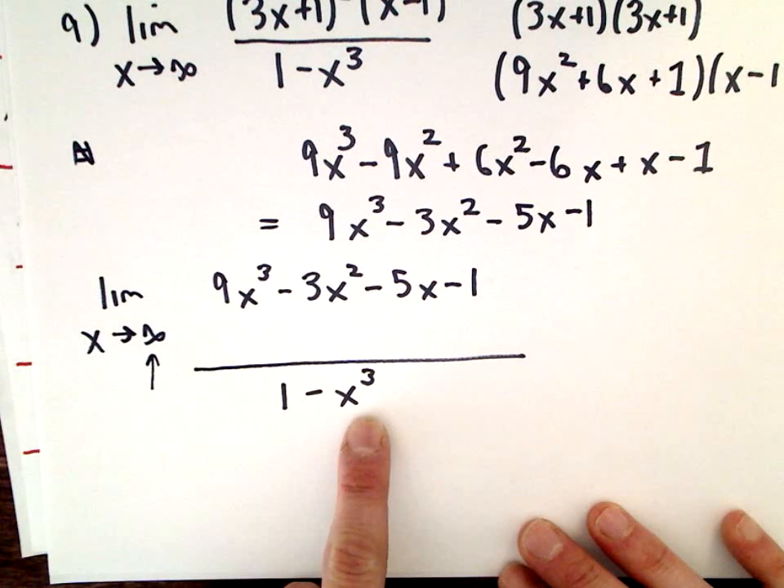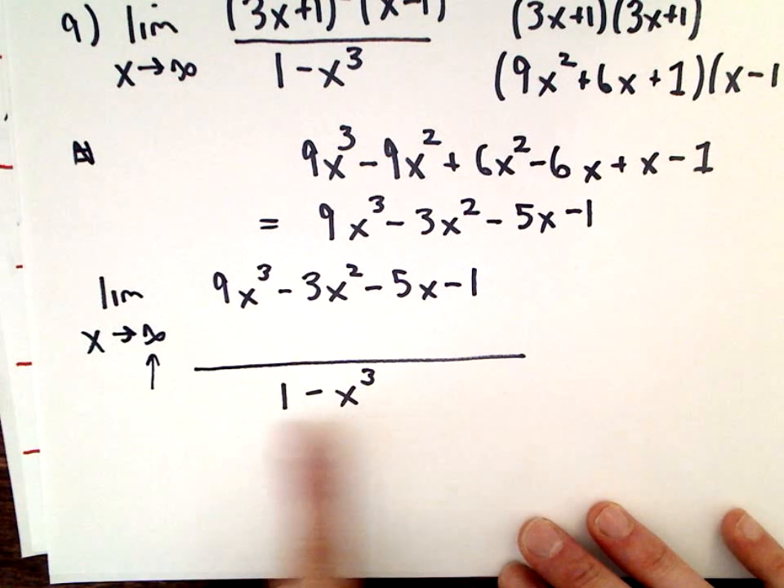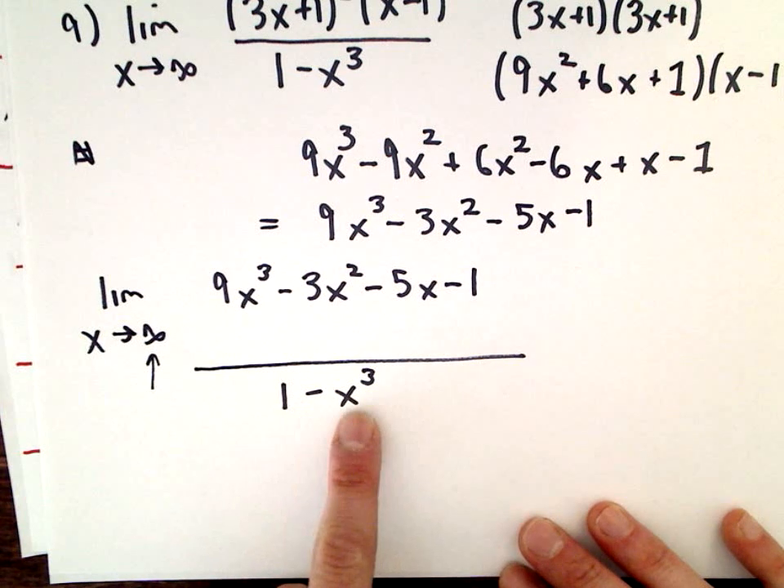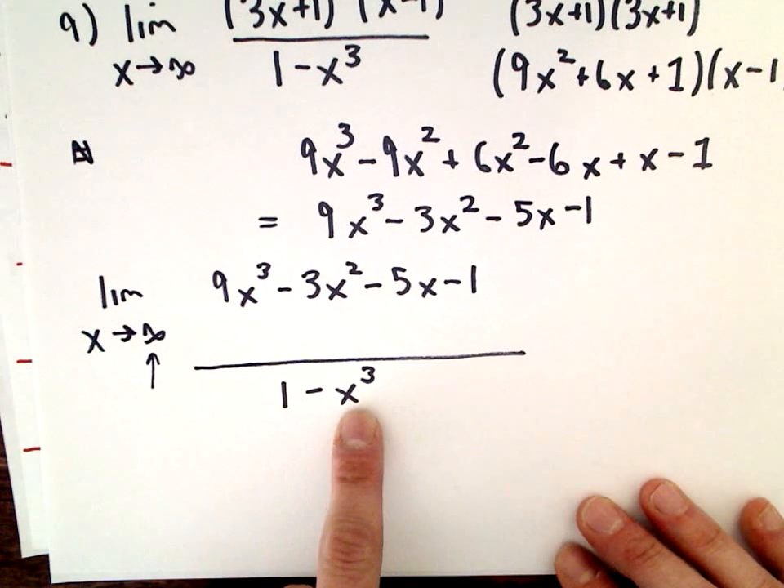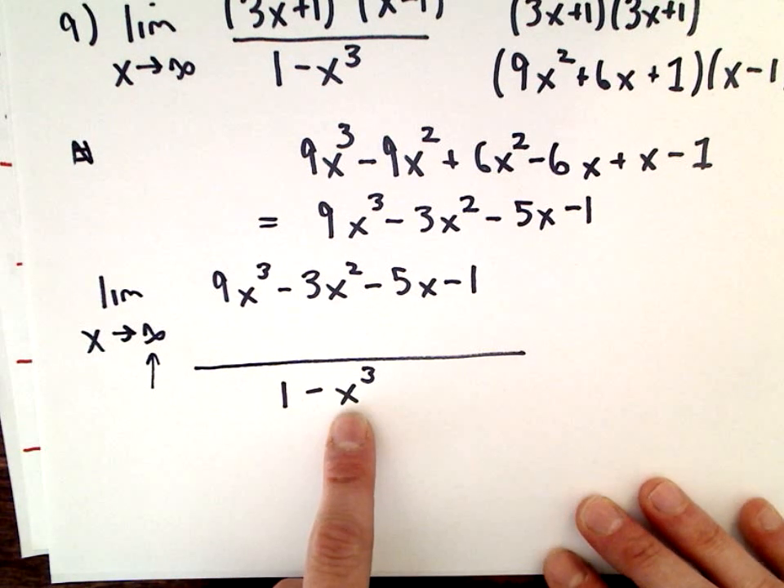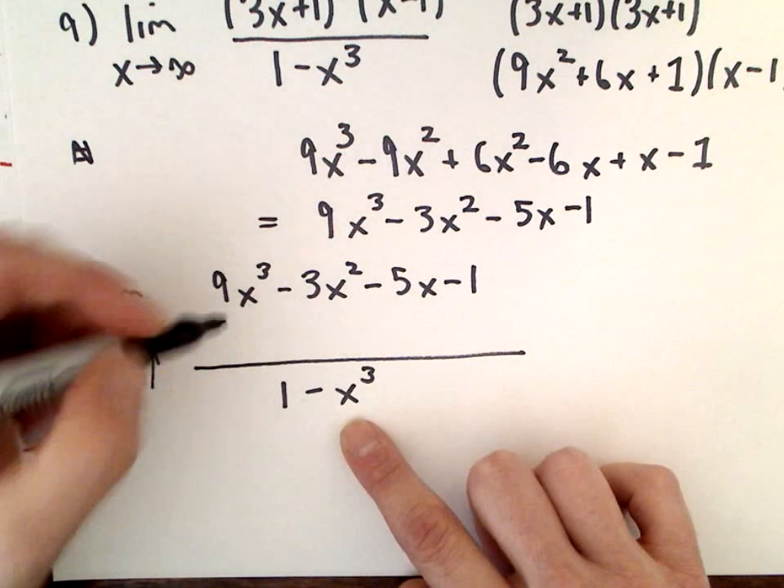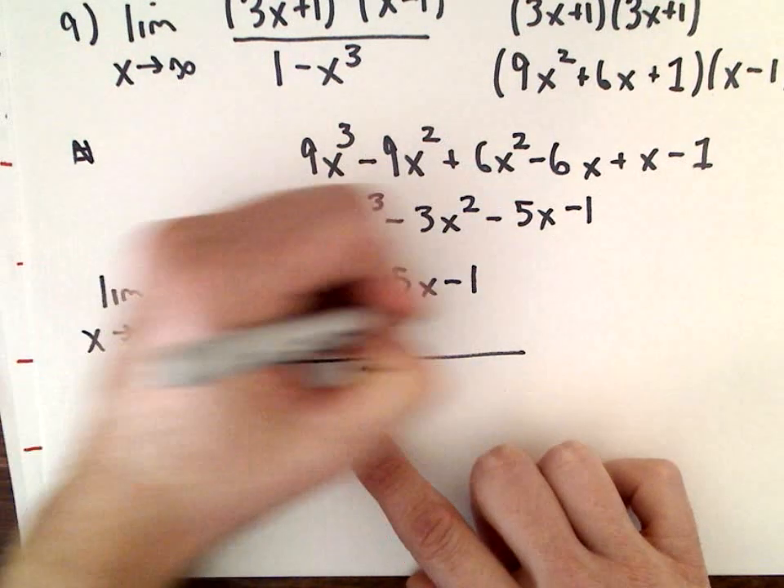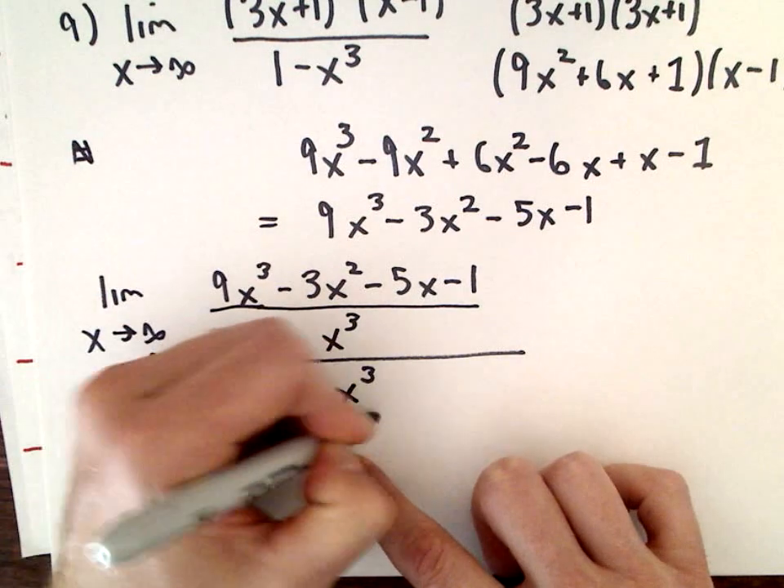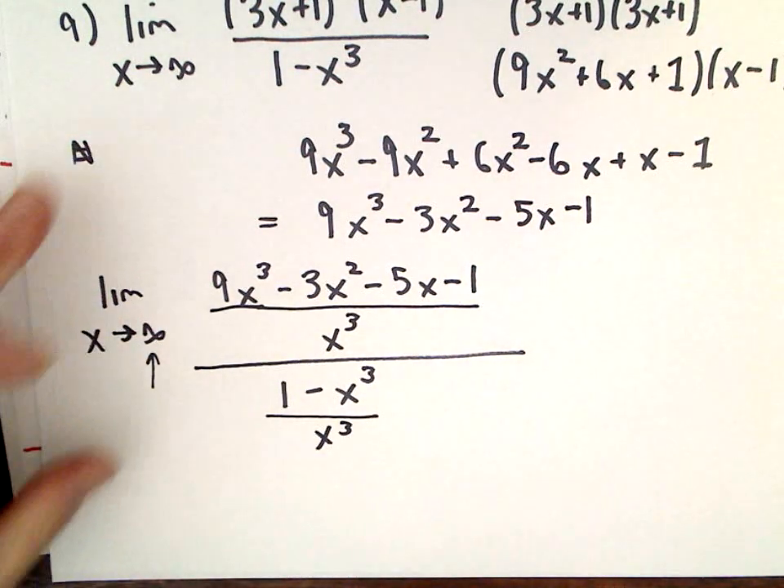So the idea is you look at the denominator, and I look at the highest power of x. Well, okay, in this case, it's easy to pick out because there's only a single term involving x. It's x to the third. What I do is I divide every single thing by x to the third. And then I simplify.